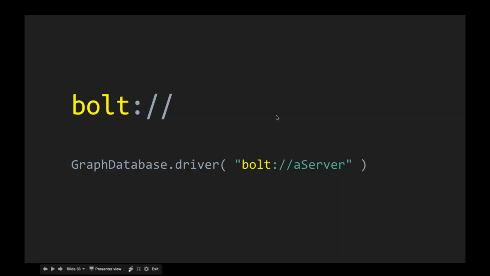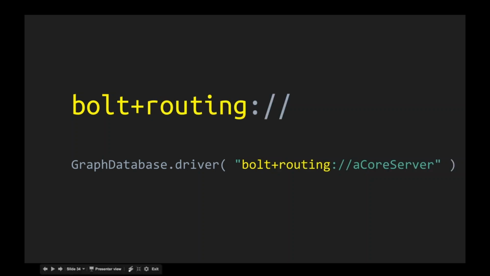For those of you who are familiar with Neo4j 3.0, we have a pre-existing URI scheme called Bolt, and that is used to specify a server which will give access to a Neo4j database. In this context, from a cluster perspective, we want to move beyond access to a single instance, and we want to be able to access the cluster as a whole. For that purpose, we have introduced a new URI scheme, Bolt plus routing.